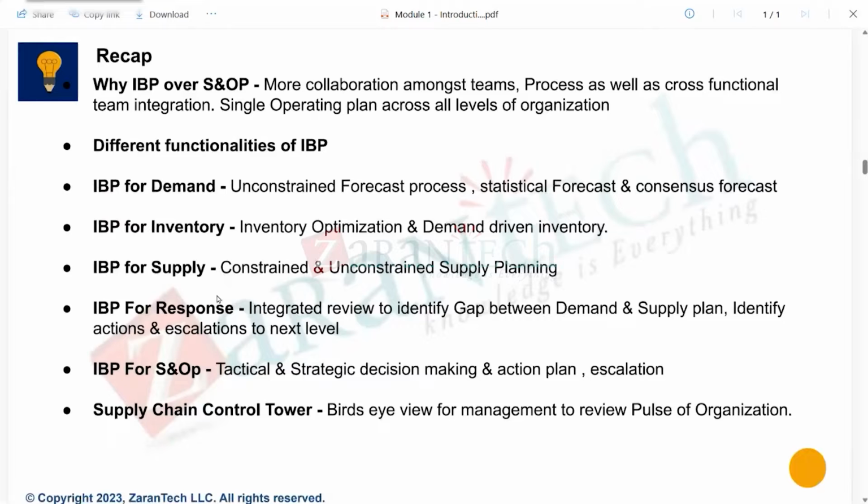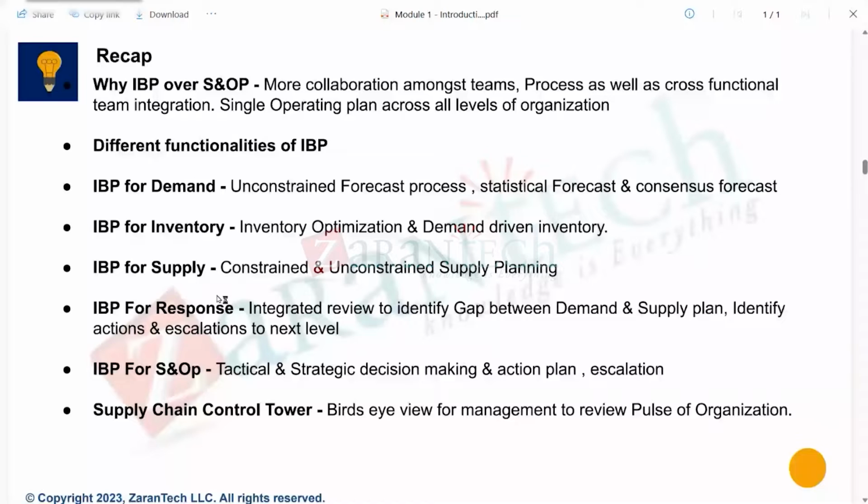Then, once we have the demand and the supply plans in place, we balance the two and do an integration process, wherein we map supply against the demand and try to understand the gap between demand and supply. At the same time, each and every gap needs to be explained to the top management with some kind of action plan and escalations to the next level, in case we want management to invest in capex or any other resource planning.